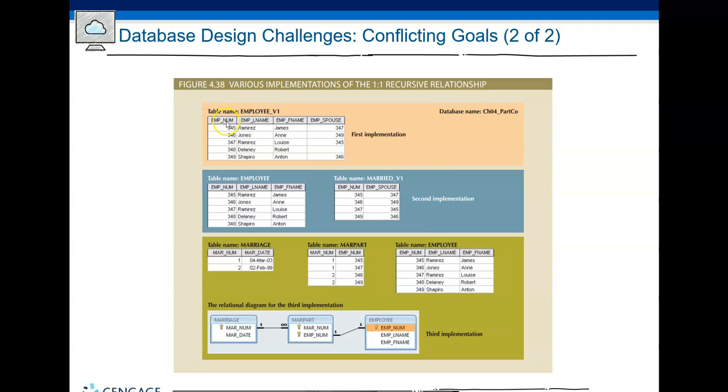But in this one, you have one employee table. It's got all the employees in it, and then it has a spouse column.